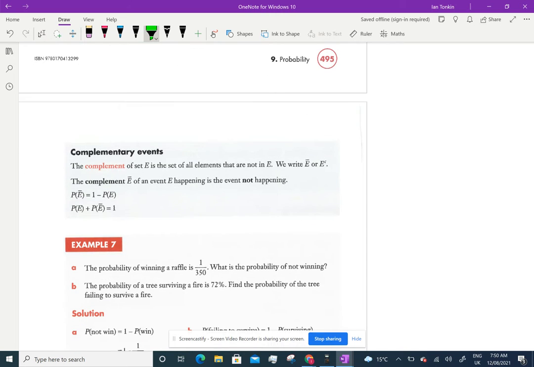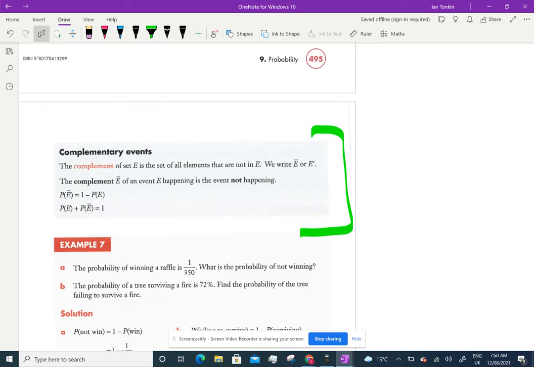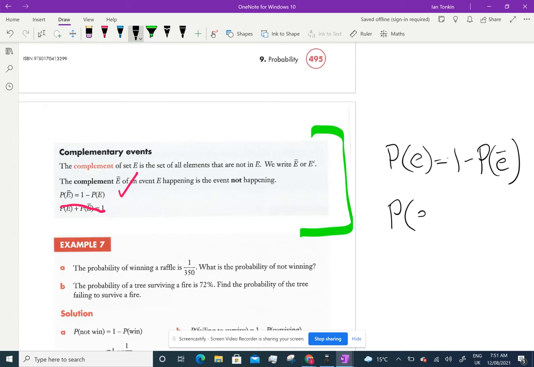And this one we mentioned in the last video, but we're going to explore it more here. The complement of an event is 1 minus the probability of the event not happening. So you need to write not this one, but this one. And I'd probably write, and you should know it, the probability of E equals 1 minus the probability of not E. And because that's an equation, you can write it the other way around. So the probability of not E equals 1 minus the probability of E.